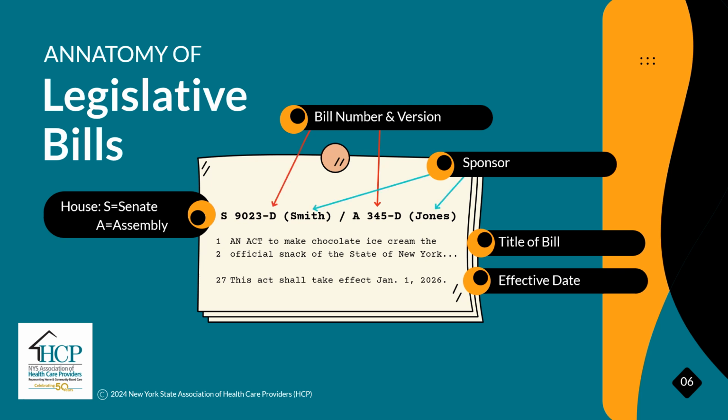Bills that have an A originate in the Assembly, and S bills originate in the Senate. When both numbers appear together, they're known as same as or companion bill. Every bill will have a title that briefly describes what the bill does. Bills conclude with the date that that bill is in effect.